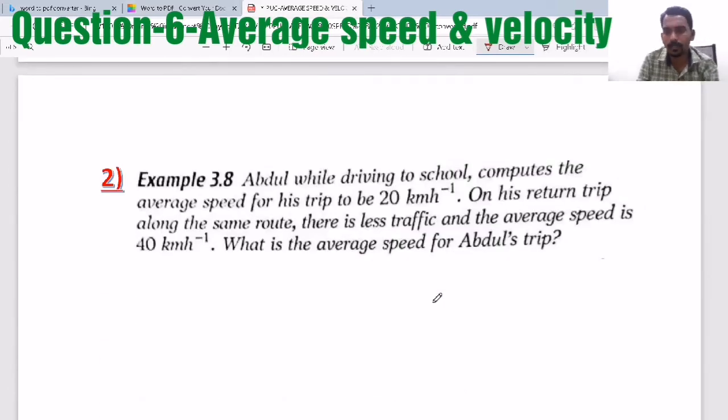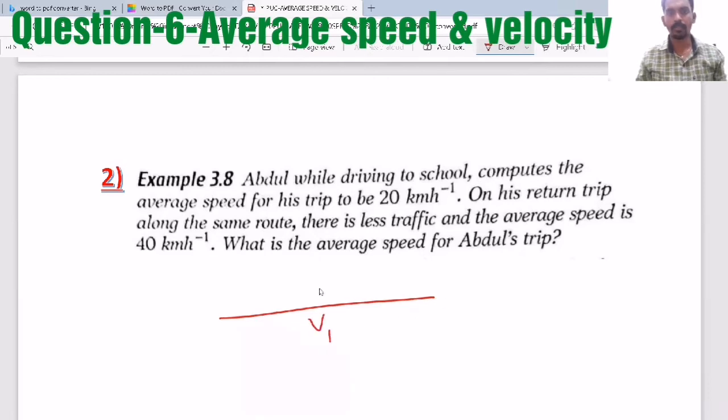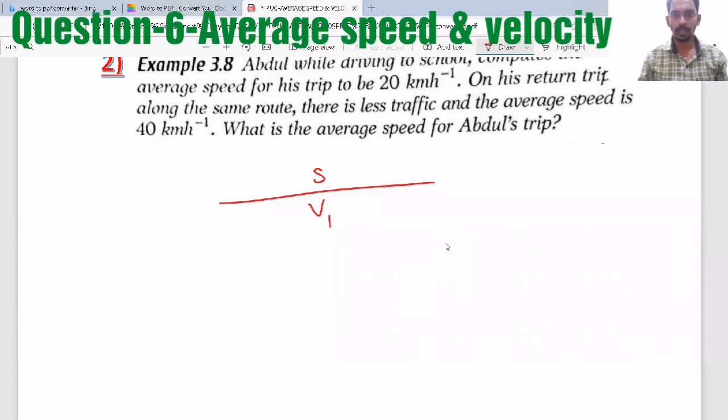Now let's see the second question. Abdul, while driving to school, computes the average speed for his trip to be 20 km per hour. On his return trip along the same route, there is less traffic and the average speed is 40 km per hour. What is the average speed for Abdul's trip? Now, he went first with one average speed v1. We don't know the distances, so let's take them equal. Now, while returning, his speed is 40 km per hour. While coming back, his speed is v2.